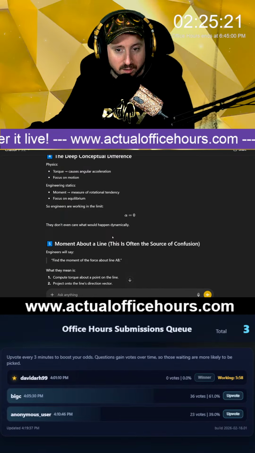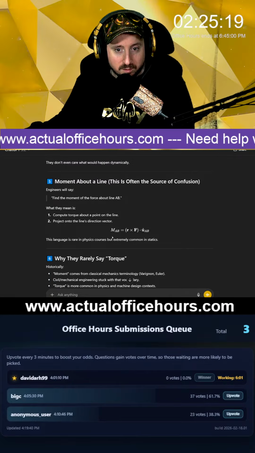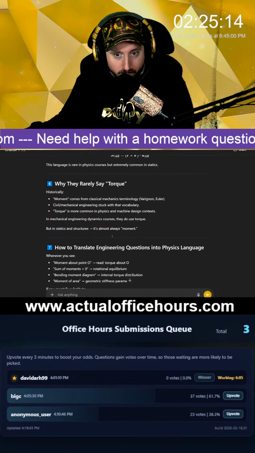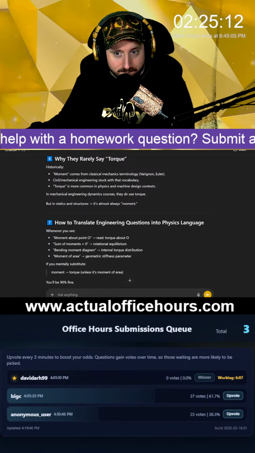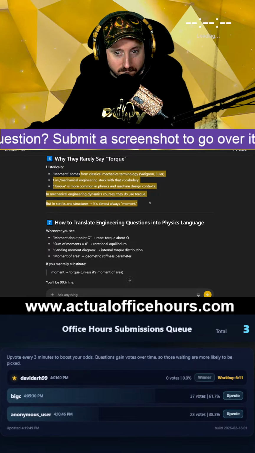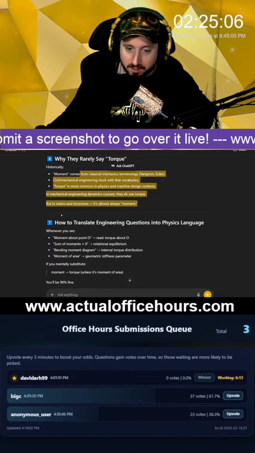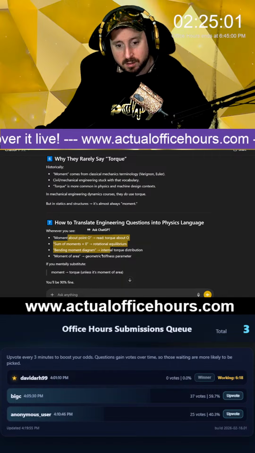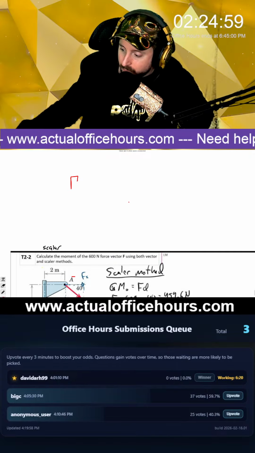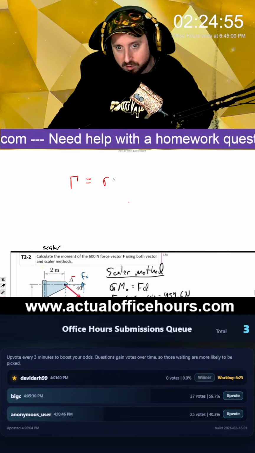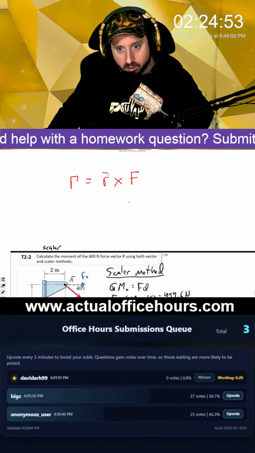Okay, cool. All right. I think that's okay. So I think we kind of all agree. So this is the formal definition. Torque is equal to R cross F.